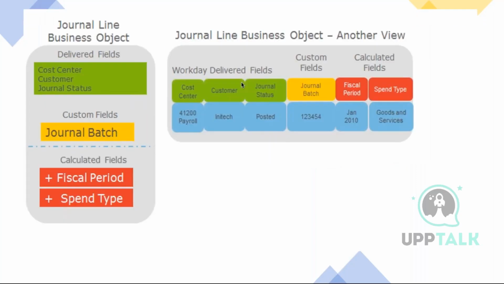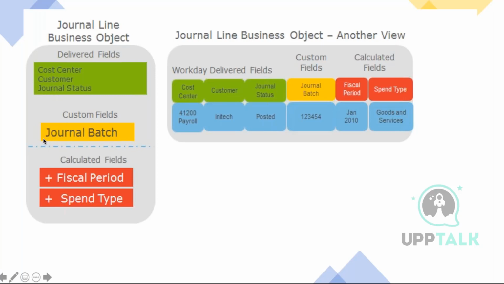Okay. Now let me give you a finance example so that we are understanding the basics of both Workday HCM as well as finance. So let's assume there is a journal line business object. This happens to be a primary BO. Okay, and journal line business object has delivered fields like cost center, customer, journal status.